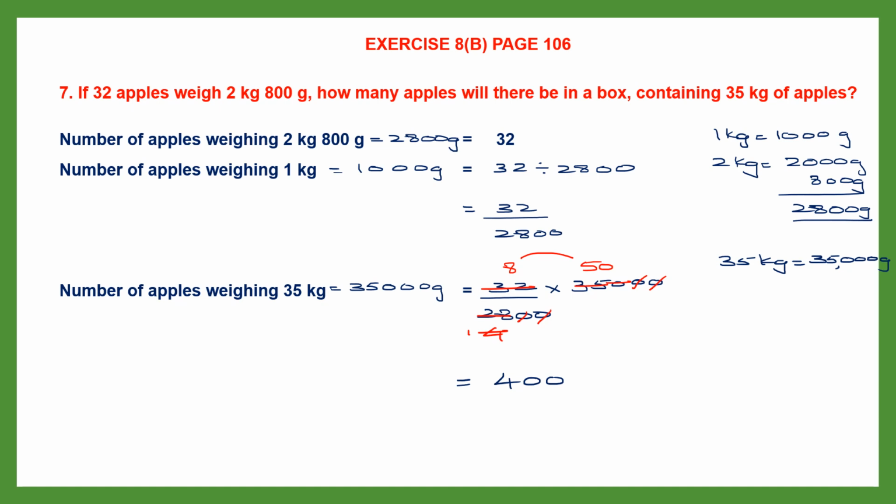So what have we found? We have found the number of apples weighing 35 kgs is 400. So this is 400 apples. So in the box, when you have 400 apples, the weight will be 35 kgs. So the answer here is 400 apples.